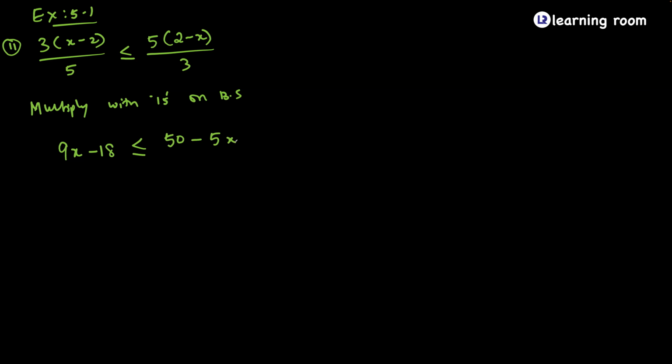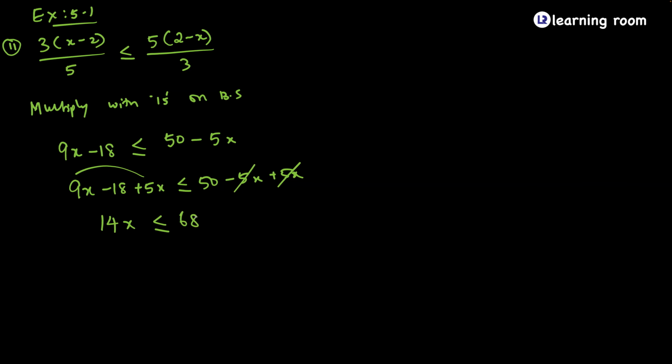So what I should do is add 5x on both the sides. So 9x minus 18 plus 5x less than or equal to 50 minus 5x plus 5x. So 5x and 5x got cancelled. 9x plus 5x is 14x. So add 18 on both the sides. So less than or equal to 50 plus 18, which is going to be 68.